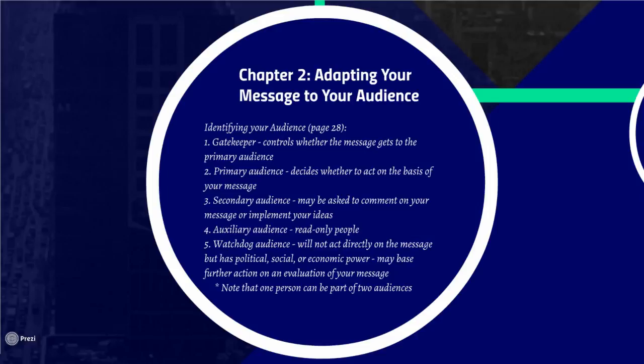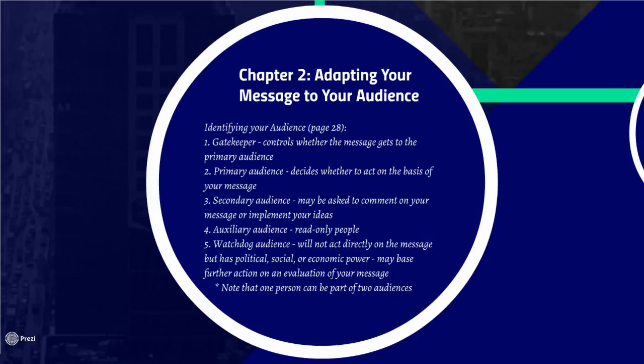Fourthly, we have the auxiliary audience. Those are people that might read the message but aren't really impacted by it. So they're sort of a peripheral audience. And lastly, we have a watchdog audience. So these could be people like attorneys, politicians, people with social or economic power. They're not going to act directly on the message, but further action down the road may be based on an evaluation of your message.